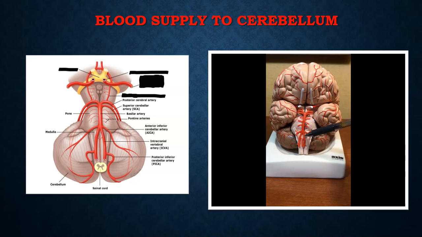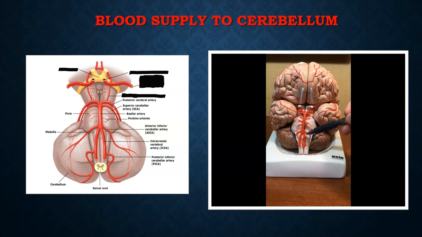Now as you go up, we see two small arteries coming from, again, the vertebral arteries, and going down. We call it the anterior spinal artery. It supplies blood to the anterior surface of the medulla, and it goes down and supplies blood to the spinal cord. So, the anterior spinal artery.